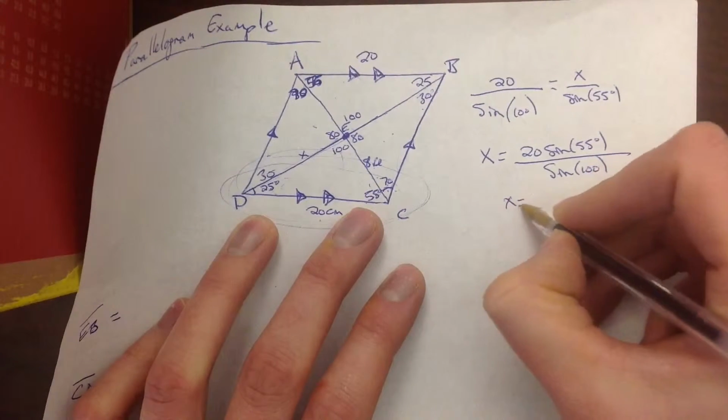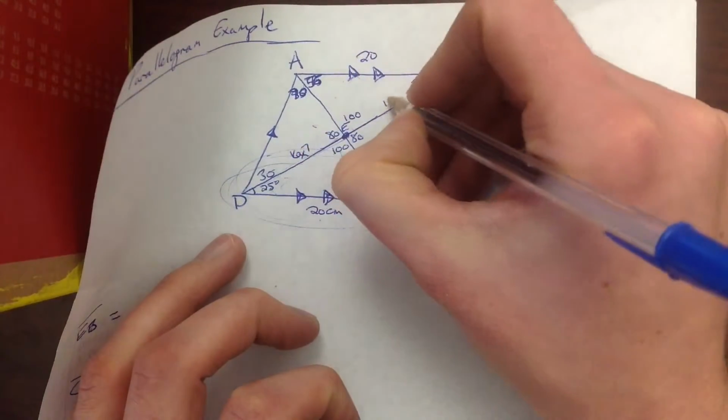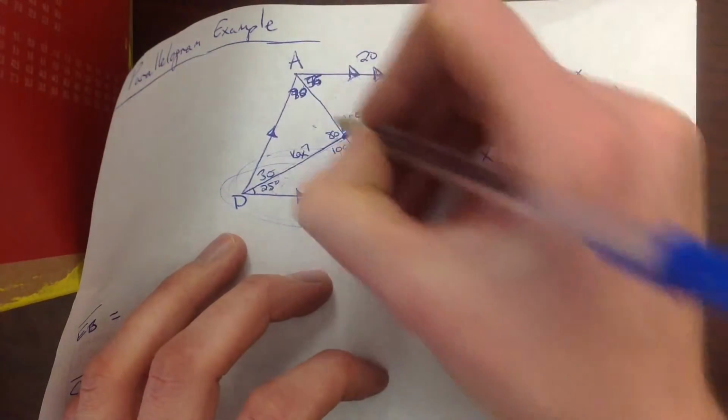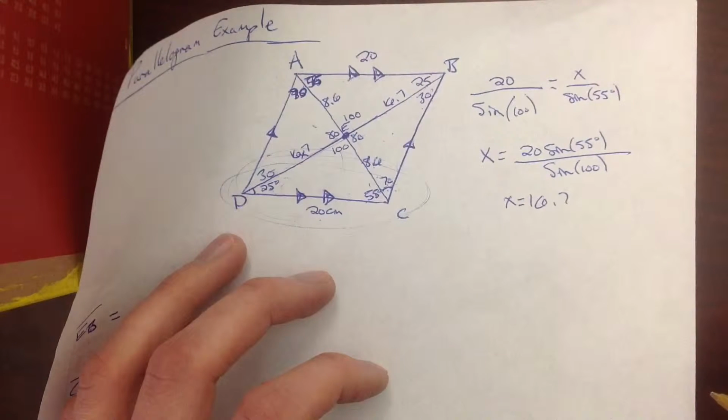Well, this gives me an x of 16.7. So if this is 16.7, this is 16.7. If this is 8.6, this is 8.6. Because we know they bisect.